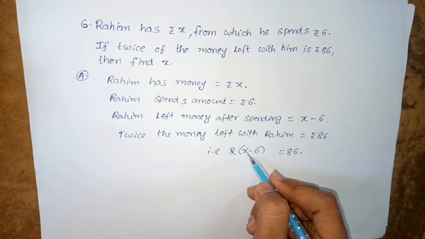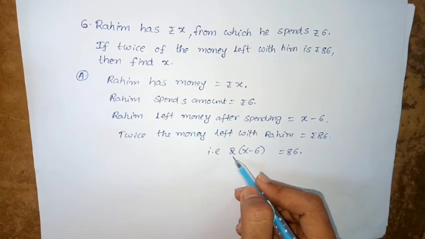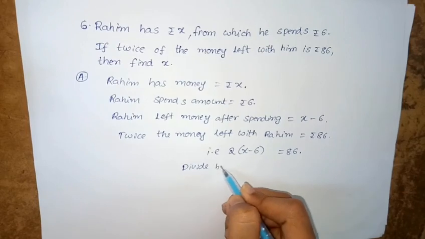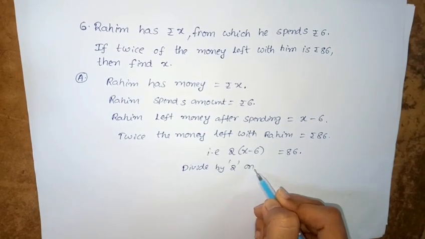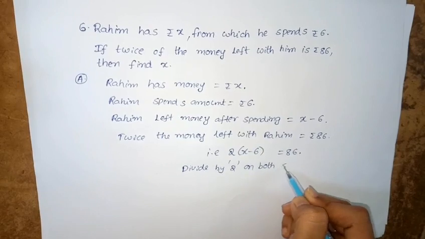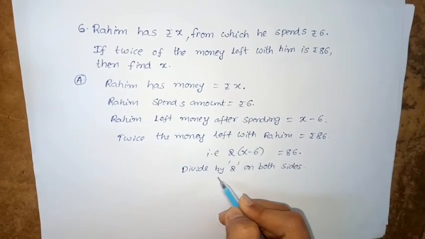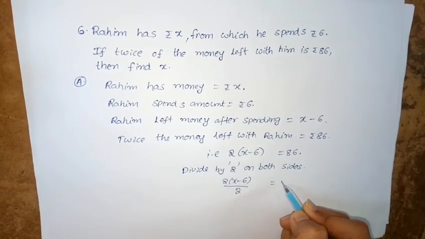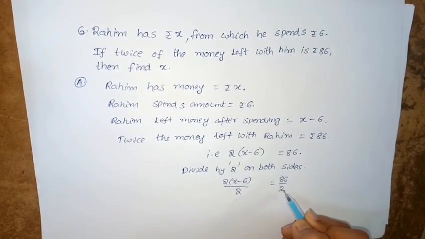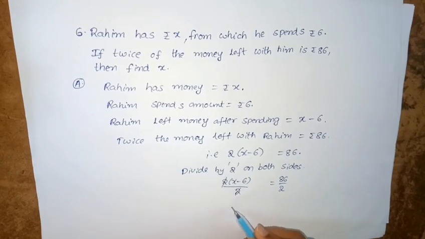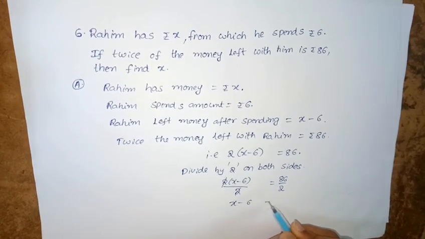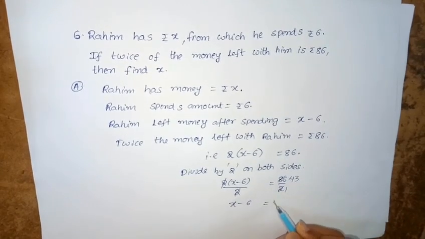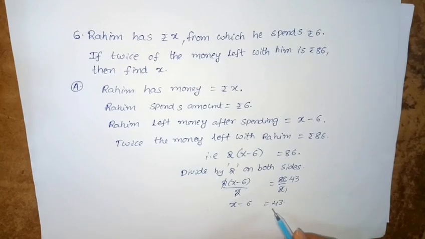Remove the remaining terms. First remove 2 by dividing by 2 on both sides. 2 into X minus 6 by 2 is equal to 86 by 2. Numerator 2 and denominator 2 cancel. So remaining X minus 6 is equal to 2 ones are 2, 2 fours are 8, 2 threes are 6. So 43. So X minus 6 equal to 43.